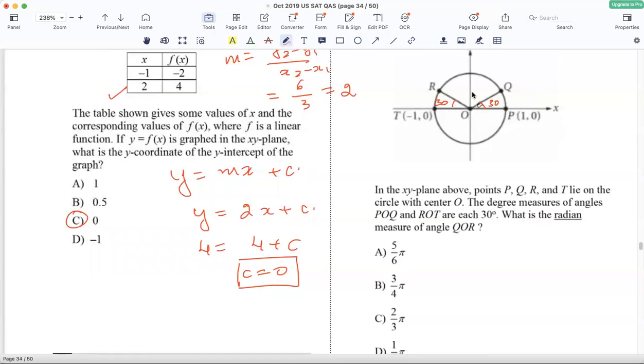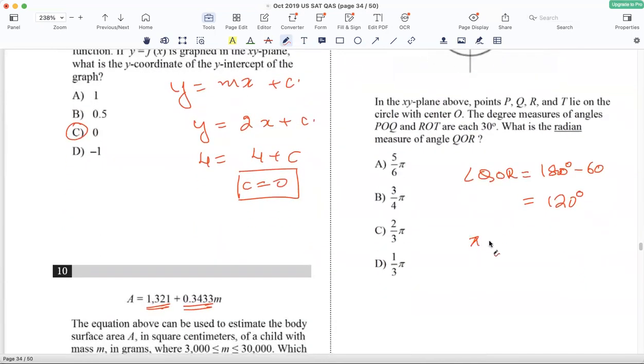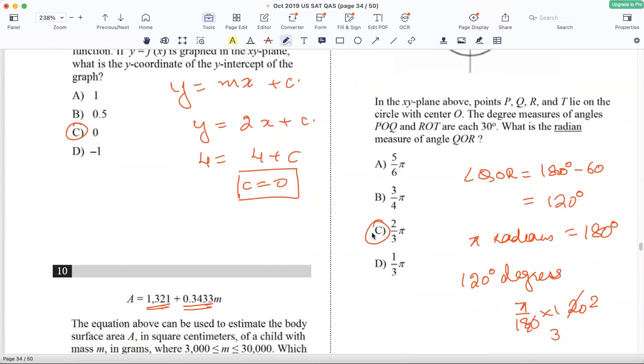Okay, so this is an angle on a straight line. So angle QOR will be 180 minus 60 because these angles together are 60. So that would be 120 degrees. Now we know that pi radians is 180 degrees. So 120 degrees would be pi by 180 into 120, which is 2 pi by 3 radians, option C.